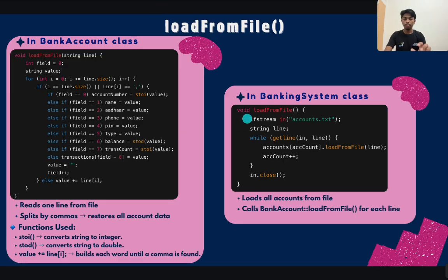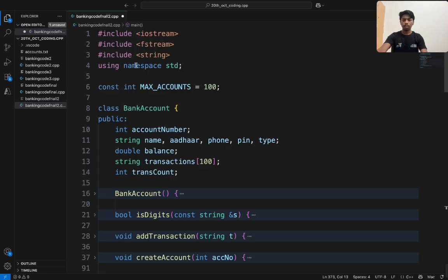So the purpose and importance of load from file and save to file is that they ensure all data is permanent. Even if the program is closed or restarted, no account or transaction is lost. This is why I consider these two functions the backbone of my project, because they allow the system to remember everything, making it behave like a real world banking application. So let's see the coding part now.